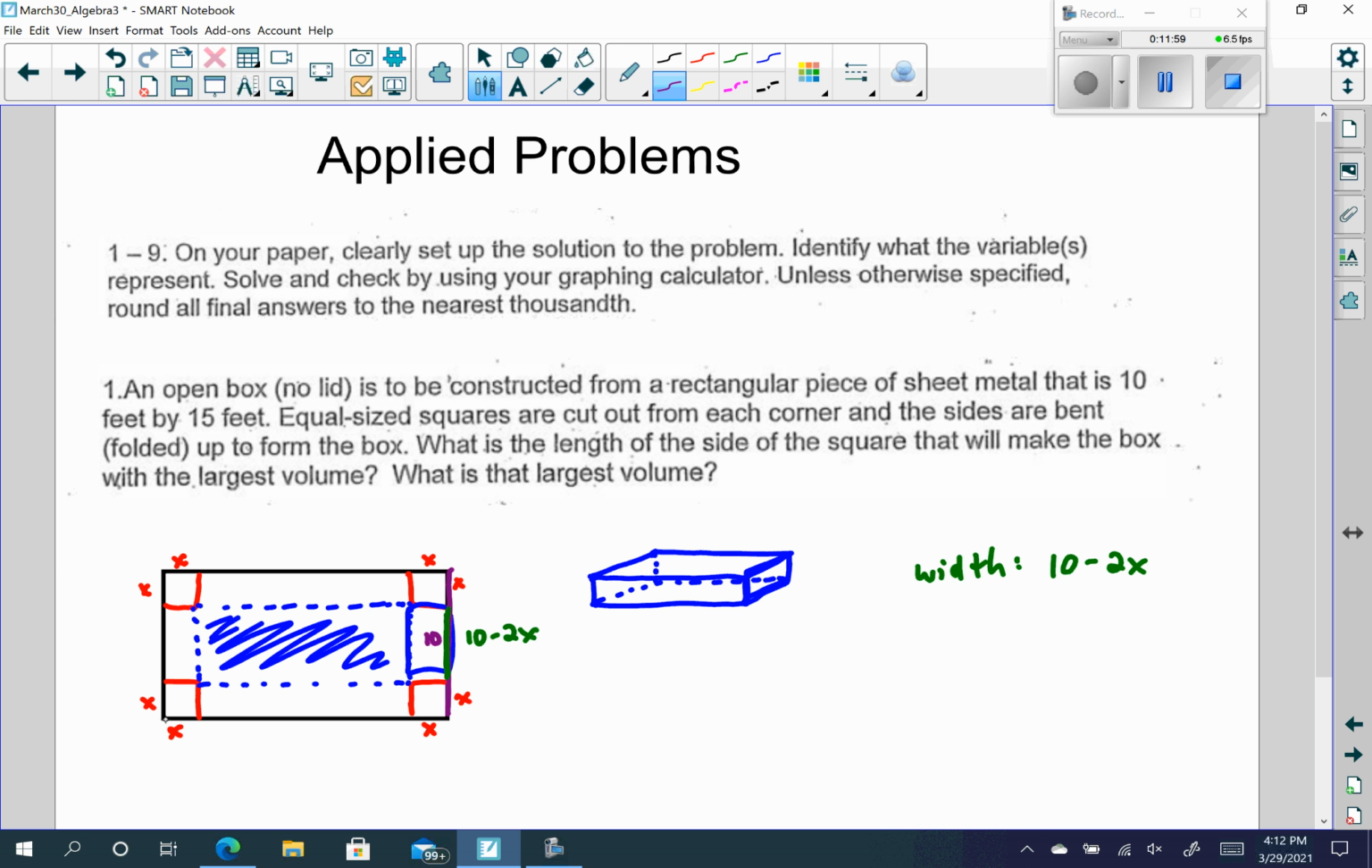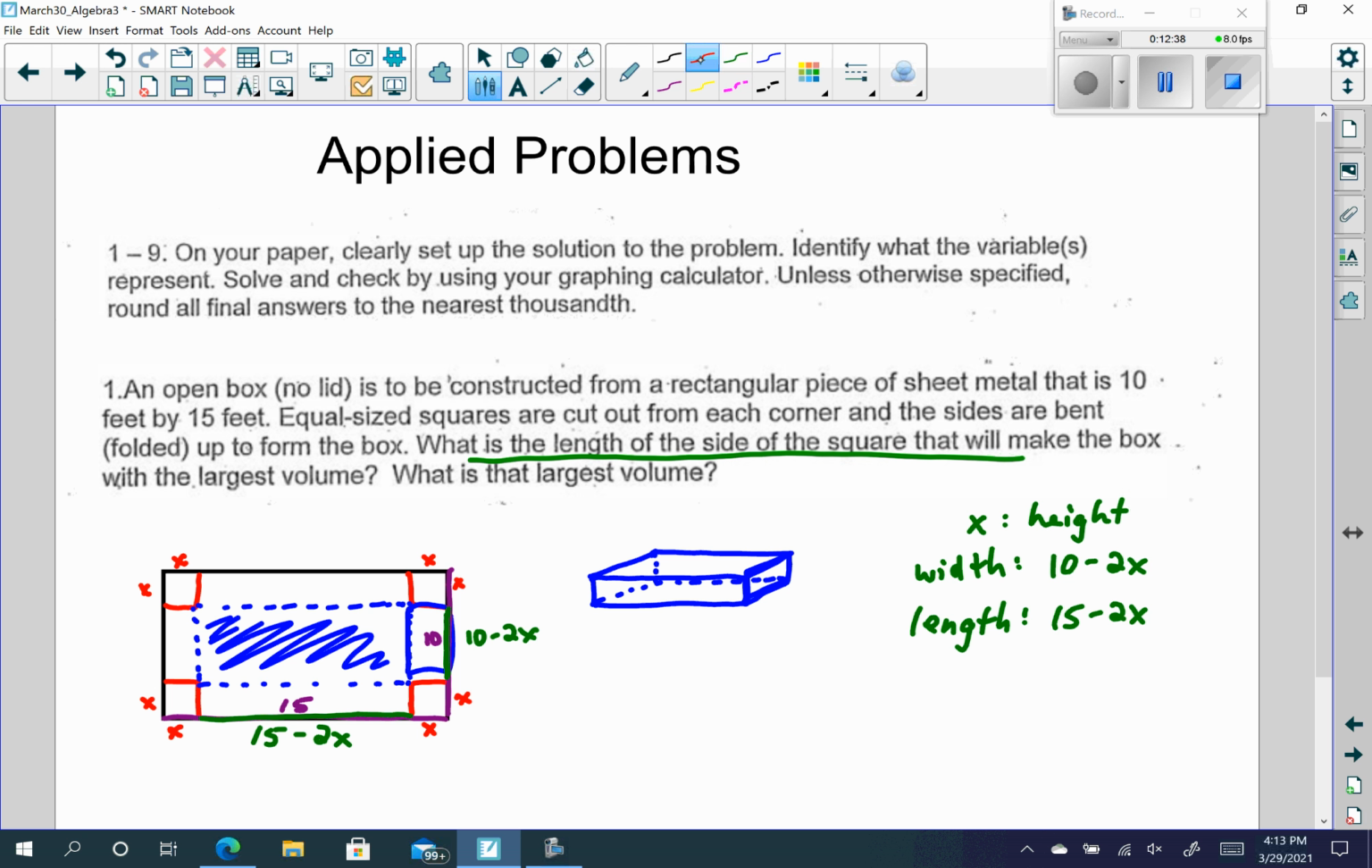Likewise, the original length of the box was 15, but now that we're cutting X out from either end, what's in green here is going to measure 15 minus 2X. So the length of the box measures 15 minus 2X feet. And then what's X? This is kind of wordy. X is the length of the side of the square that will make the box have the largest volume. So if we fold that up, isn't it easier to say X is the height? So we want to know what height. The larger we make the squares, that's going to be the height. So we want to know how large to make it so we maximize the volume of the box. So X is the height.